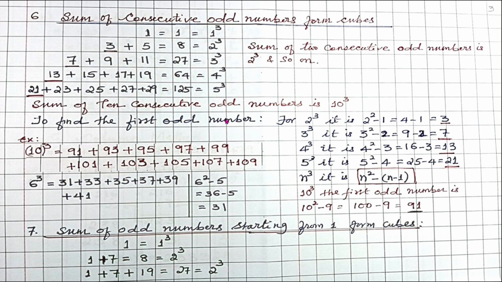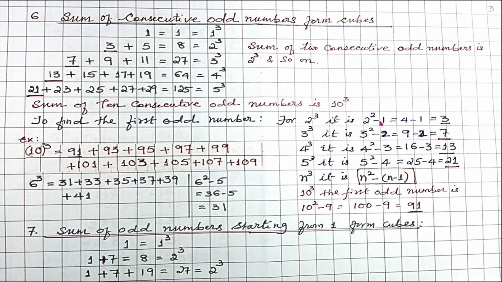Now the important thing in this is to find the first odd number, that is 1, 3, 7, 13 and 21. Later on they are all consecutive odd numbers. Now we can use the relation n square minus n minus 1 to find the first odd number in each case. For example, in case of 2 cube, the first odd number is 3. And how do we get that? Put here n square. Put 2 square. See, if you observe here, we can use this or you can directly find it out.